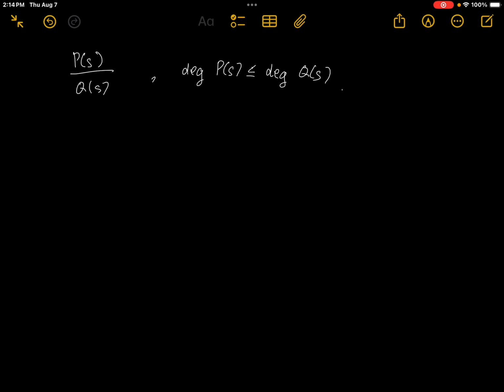then q of s is always going to be able to be factored in the form s minus r1 to s minus r, say k. So these are the distinct linear factors. Now you might have powers of s minus r1 or s minus r2 or whatever. So it might be raised to the e1 power, and then s minus rk raised to the ek power.